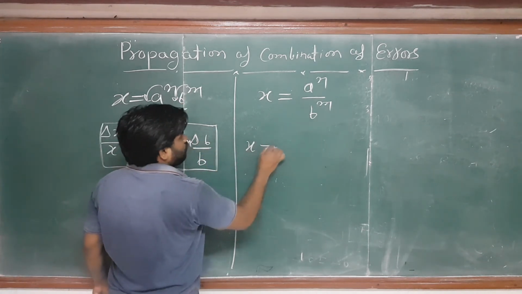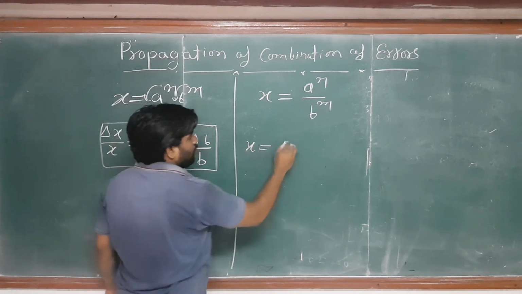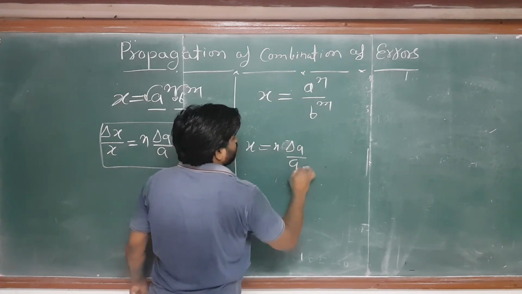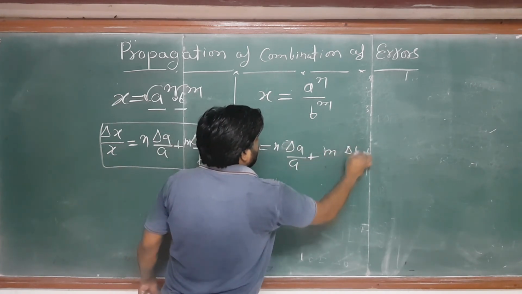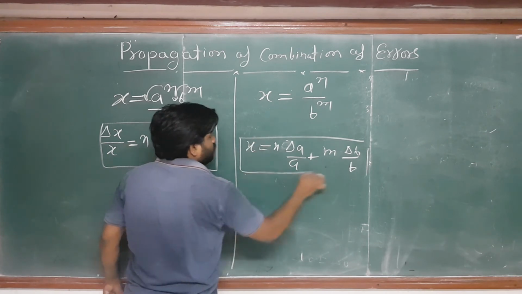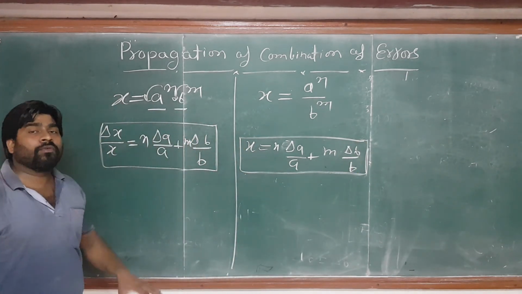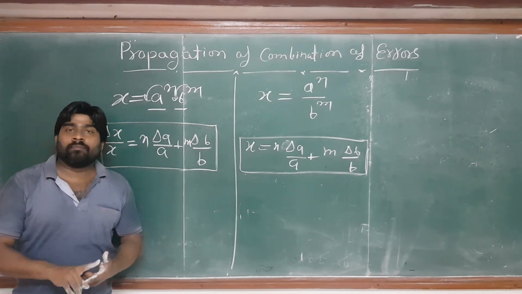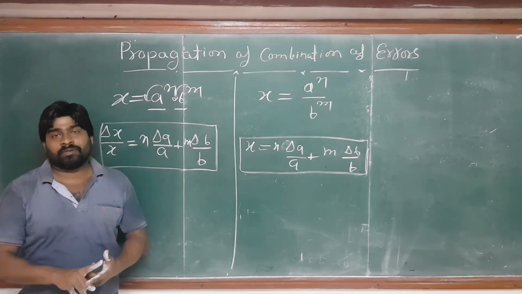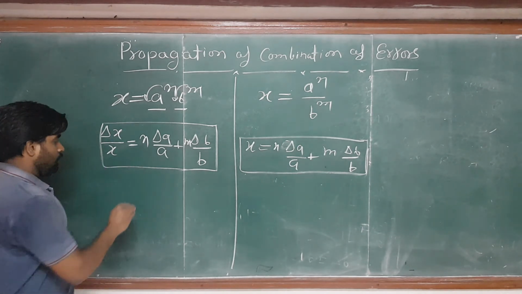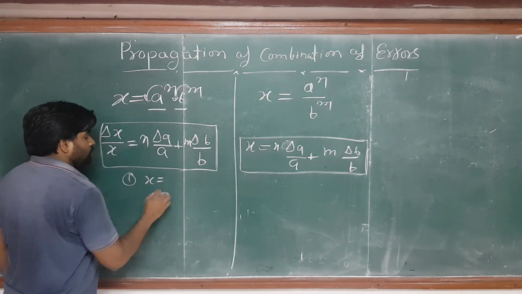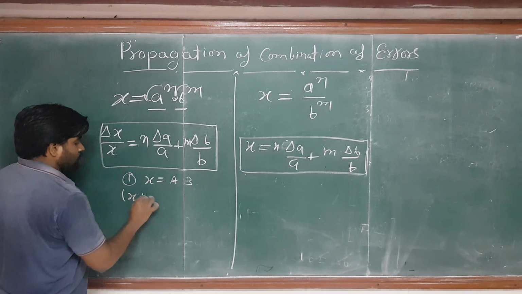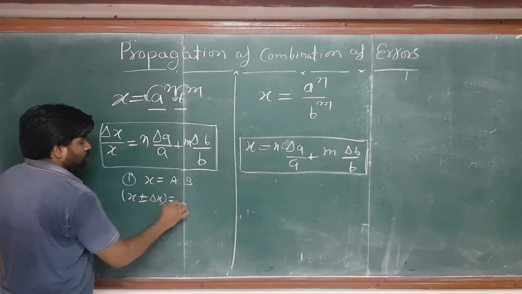Similarly here, x is equal to whatever the formulas are, so you have to write n dot del a by a plus m dot del b by b. Keep notice. Okay. Suppose I gave you any equations to find the errors, to find the random error, the absolute error, the percentage error. So three methods are there. Only three formulas. X is equal to a dot b. Suppose it is in product, then the result will be x is equal to x plus minus del x, and that is equal to the product.